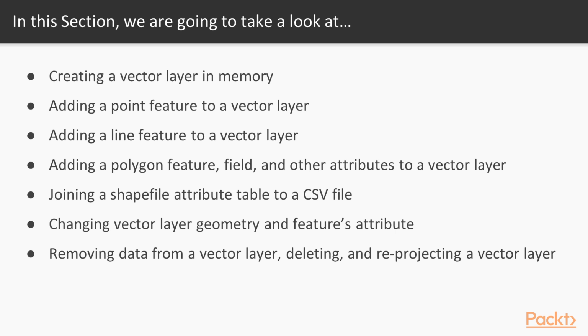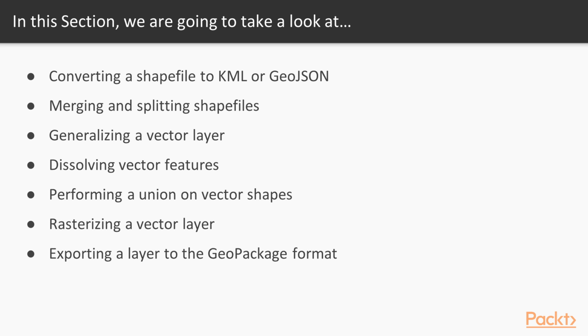We will work with VectorLayer, that is, adding a point and line feature, polygon feature, field, and other attributes to it. We will change the vector layer geometry, edit features, and more. We will work with shape files, converting, merging, and splitting them, and vector shapes.